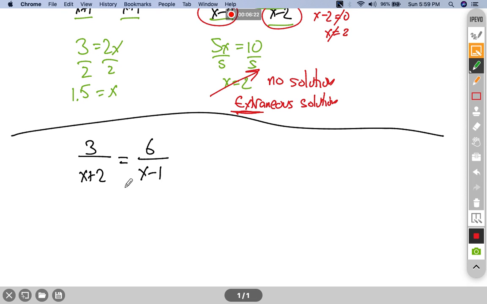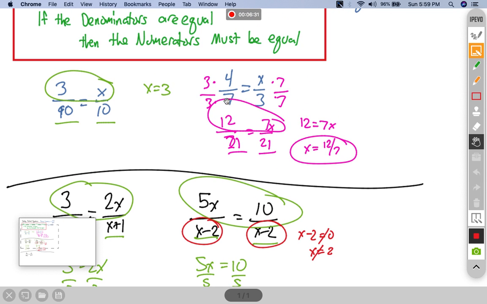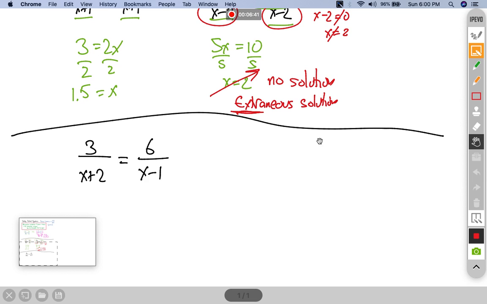Now here my denominators are not equal, so I need to make them equal. That's kind of like we did up here with the numbers. 7 did not equal 3, so we said, what's the common denominator? And often an easy way to get a common denominator is just multiply the two denominators together. So what happens if we do that here?